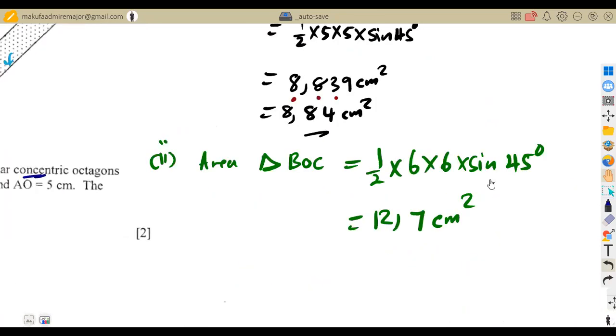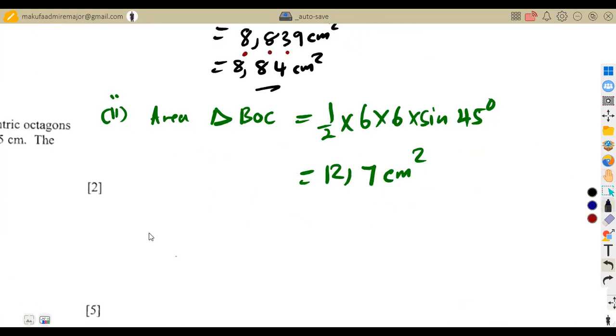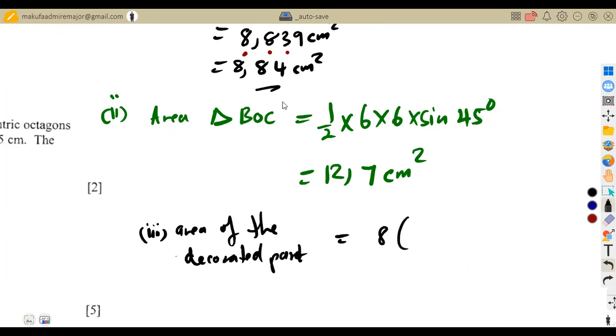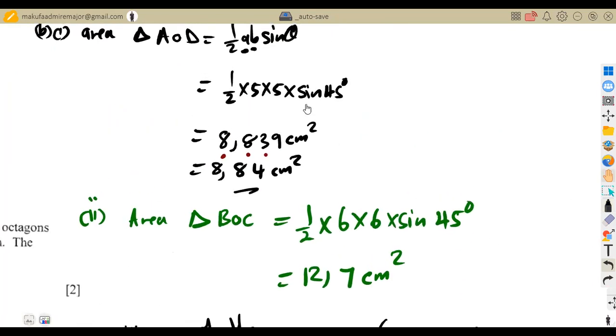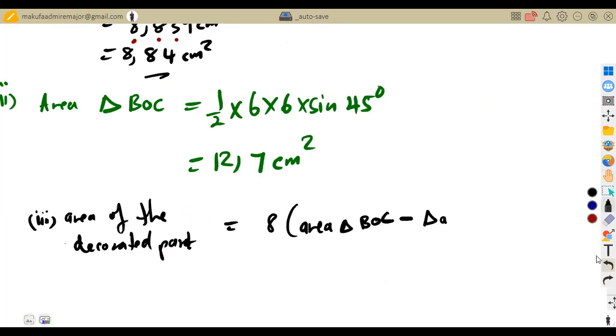So the area of the decorated part in this case, that was item 3, is going to be given as 8 into, we subtract the area of the bigger triangle, that is area of triangle BOC, minus the area of triangle AOD, which was the smaller triangle. So that was the concept here. You simply have to apply this. The 8 here is for the 8 decorated portions of equal area.